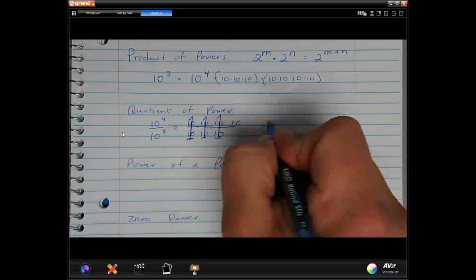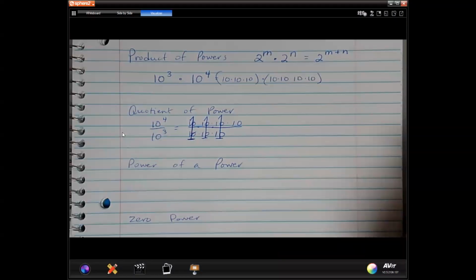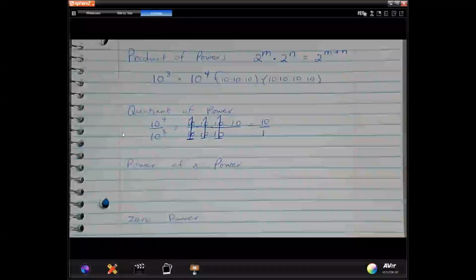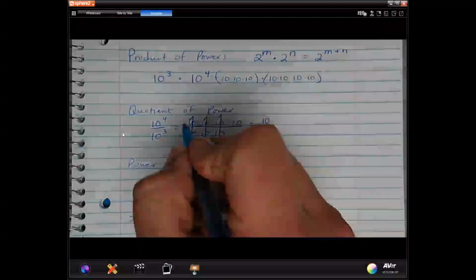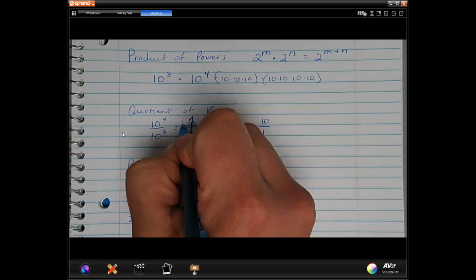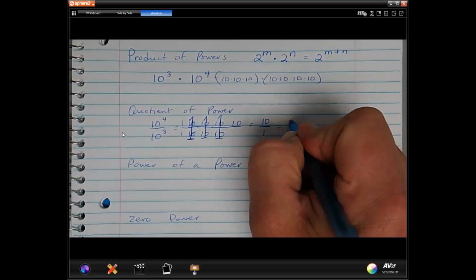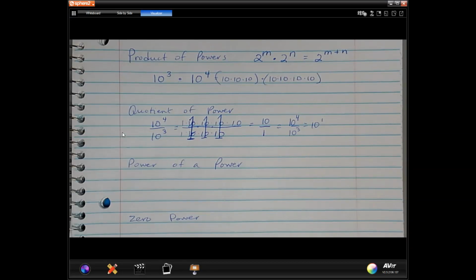What you recognize is there is remaining a 10 in the numerator and nothing in the denominator except for 1, because 1 is always the greatest common factor of all other values. What that tells us is that my value of 10 to the fourth power divided by 10 to the third power equals 10 to the first power.